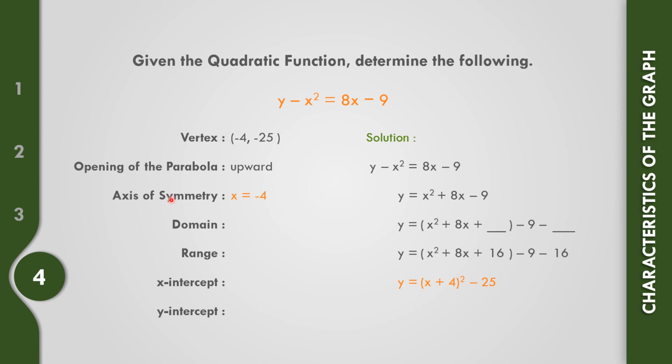And the domain of the quadratic function is x such that x is an element of the real numbers. Since it opens upward, y is greater than or equal to the value of k, that is negative 25. So the range is y such that y is greater than or equal to negative 25.